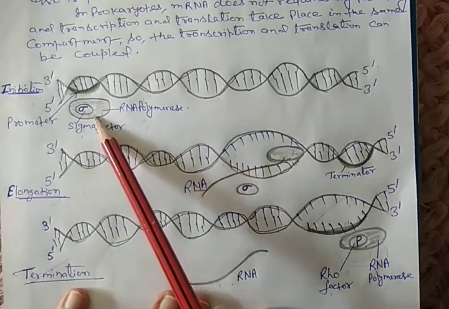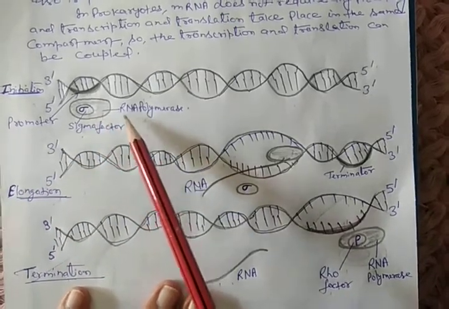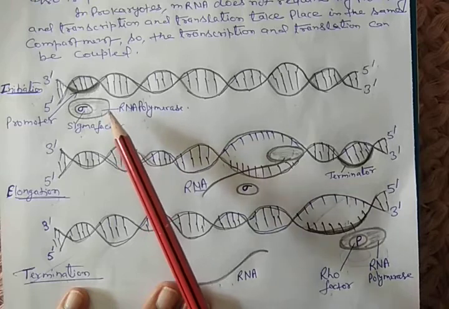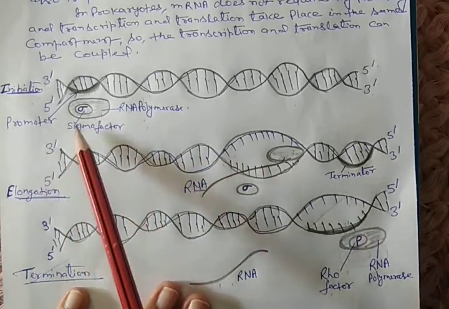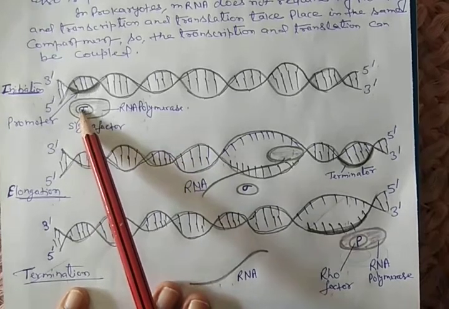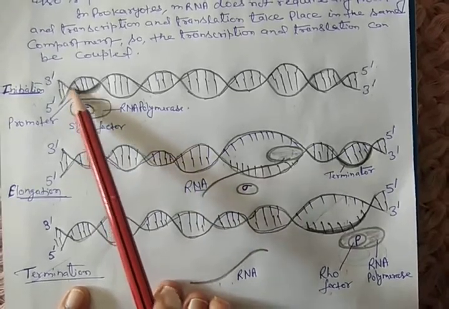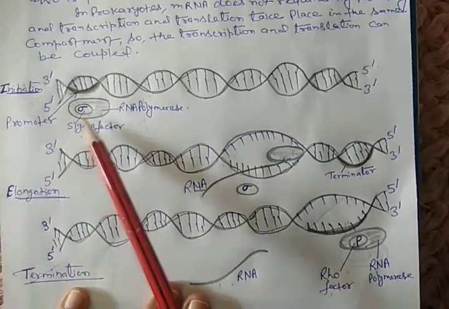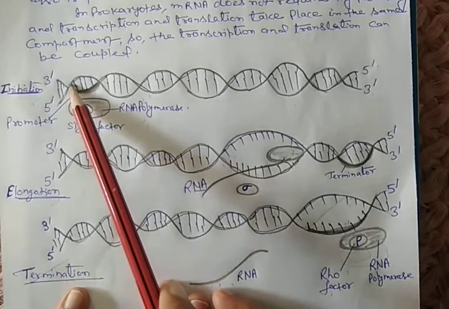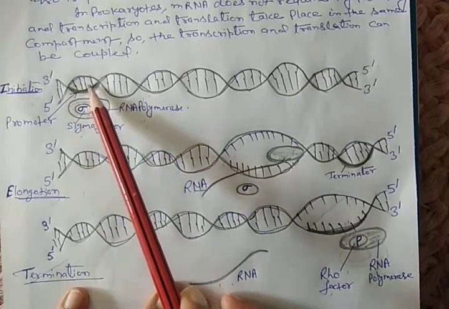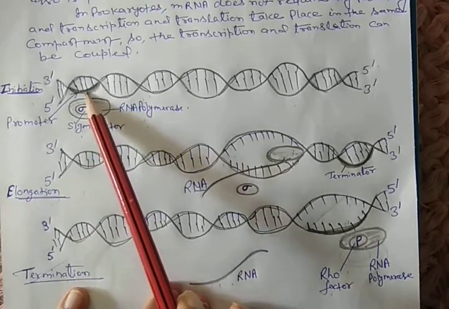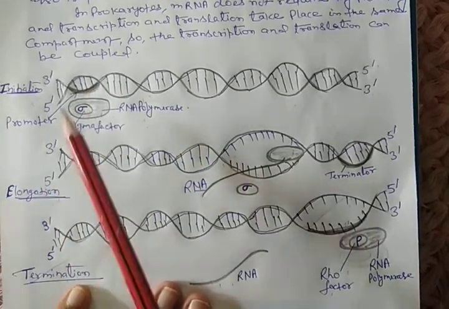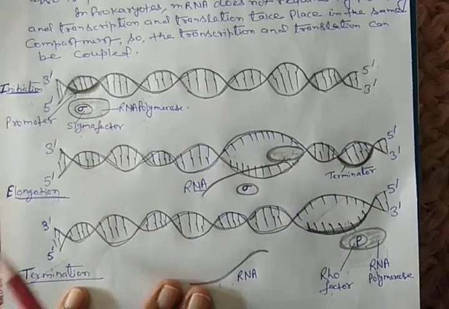The RNA polymerase enzyme is responsible for the polymerization in the transcription process. This RNA polymerase, associated with the sigma factor, now attaches to the promoter region. Actually, the sigma factor helps in the recognition of the promoter site, or recognition of the start signal, and helps in the initiation.